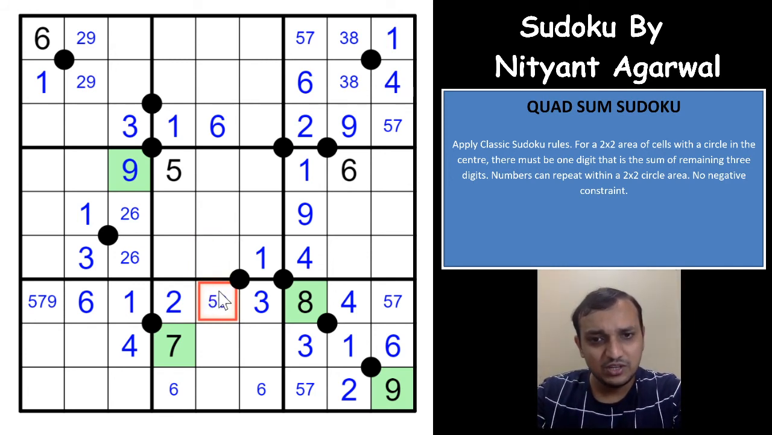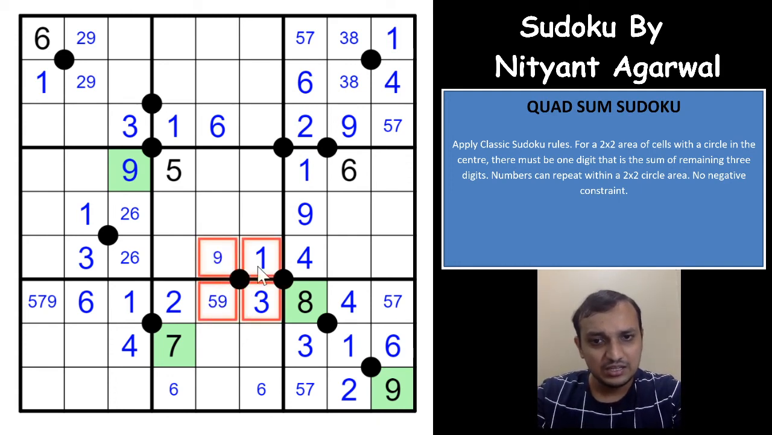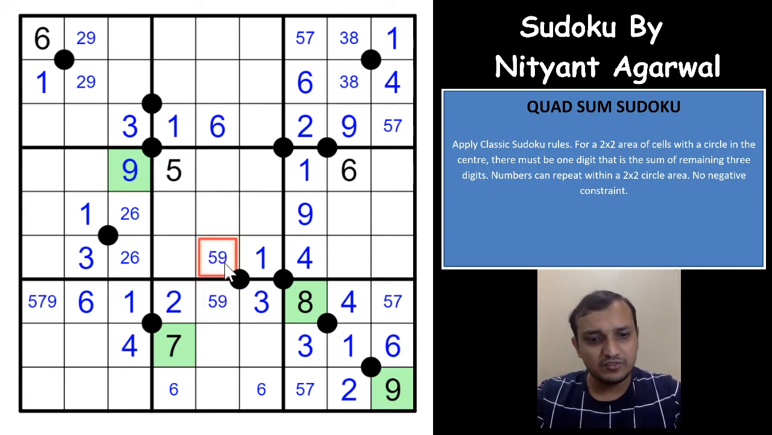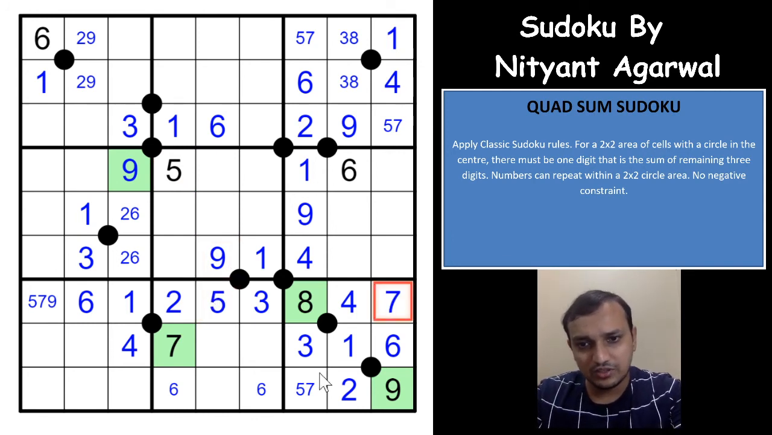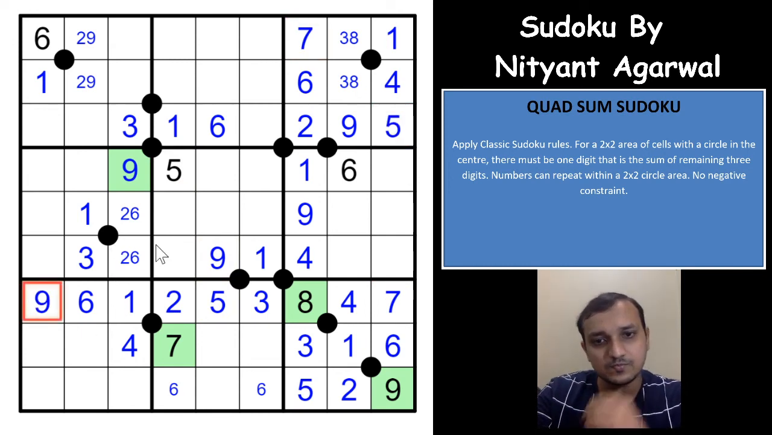If this is 5, it will be part of the sum, which means this would have to be 9 because of the circle here. And if this is 9, it will be the sum cell, which means this would have to be 5. And you already have a 5 here, so this would have to be 9, this would have to be 5. That gives you a 7 here, a 5 here, a 7 here, a 5 here, and that gives you a 9 here. Okay.